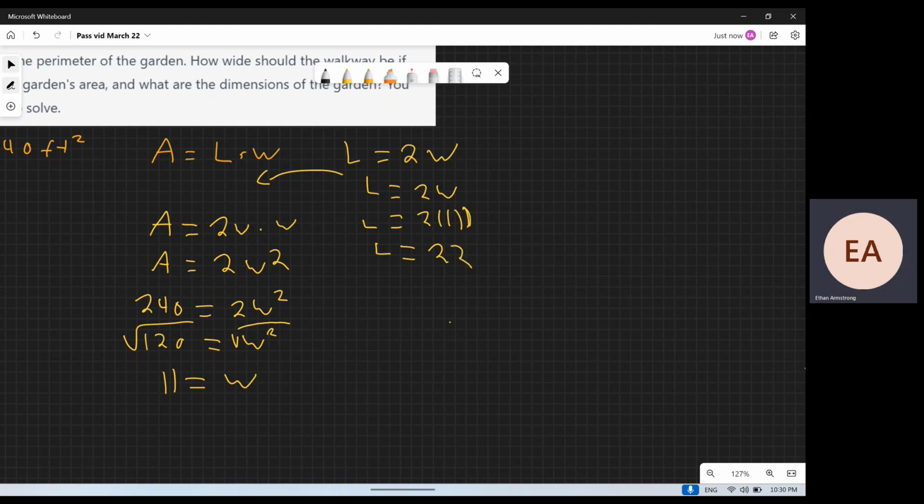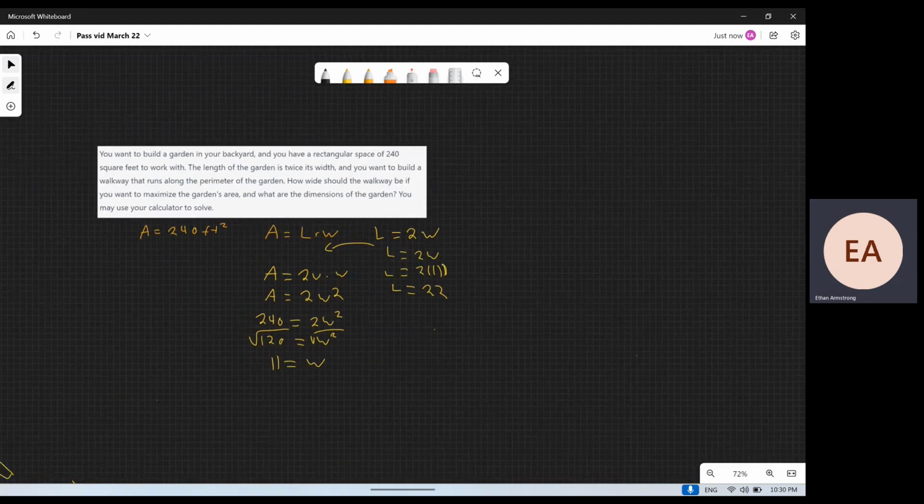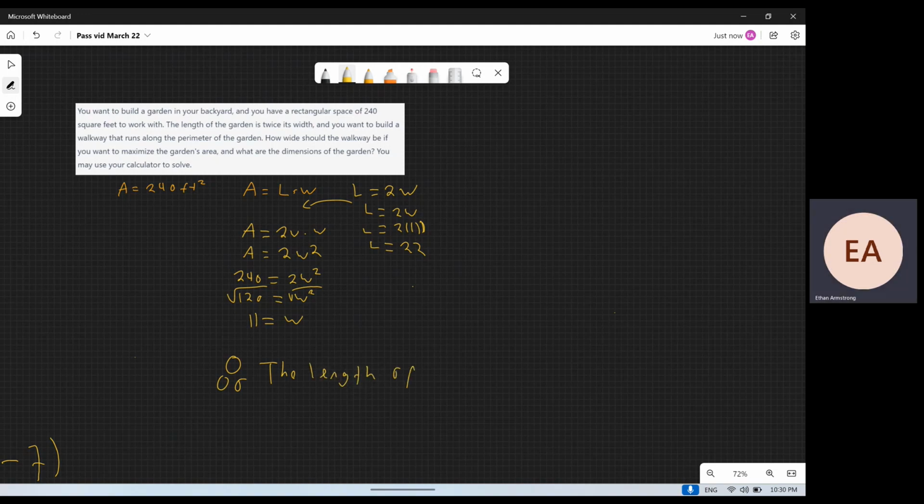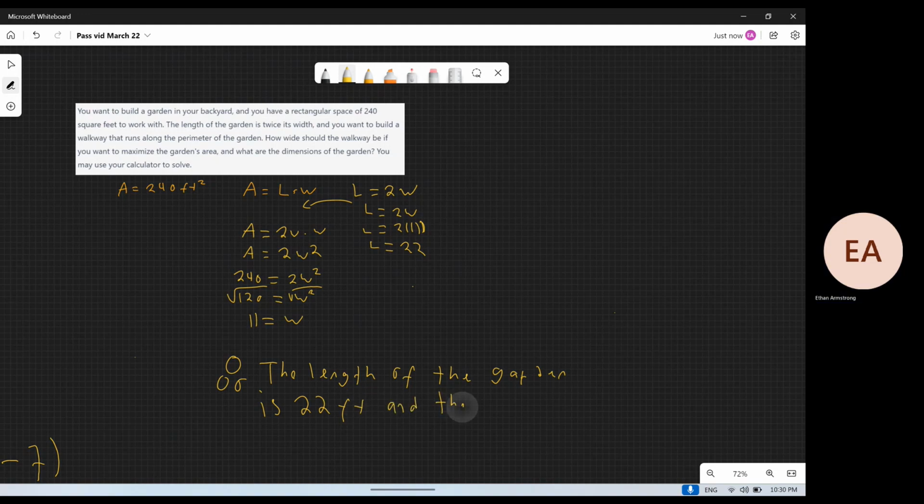And then that's what we have. So we have the length and the width. So therefore, the length of the garden is 22 feet, and the width is 11 feet.